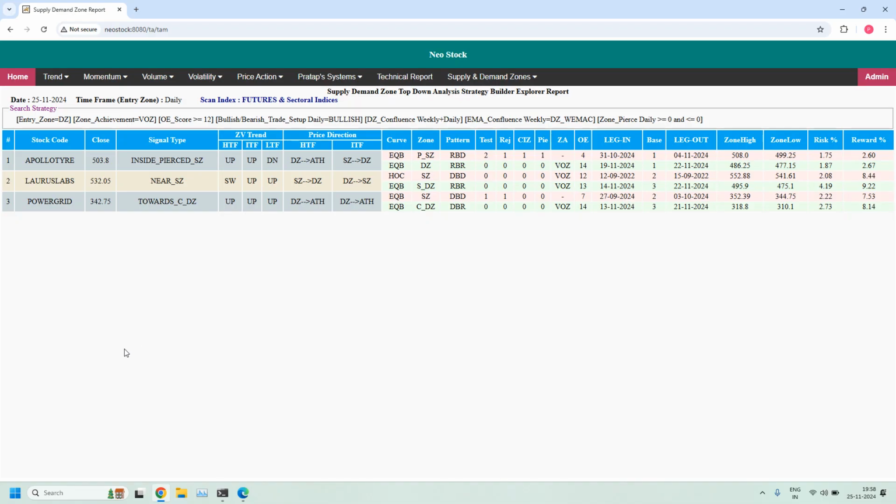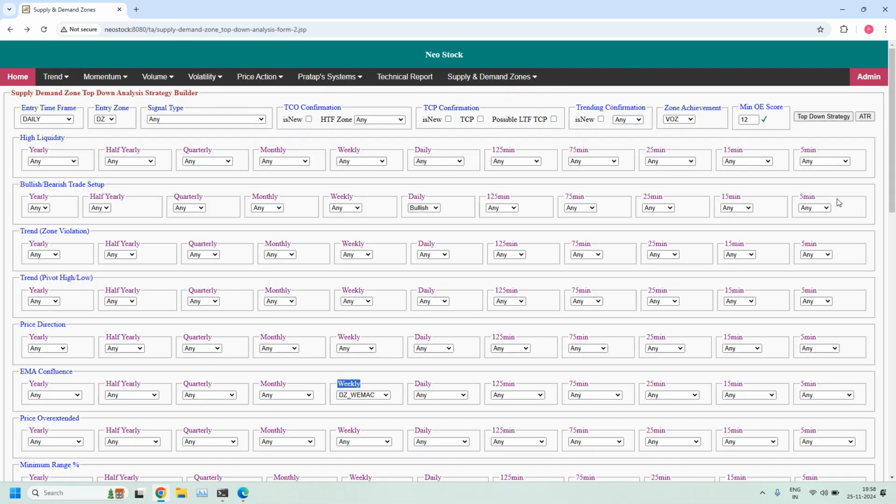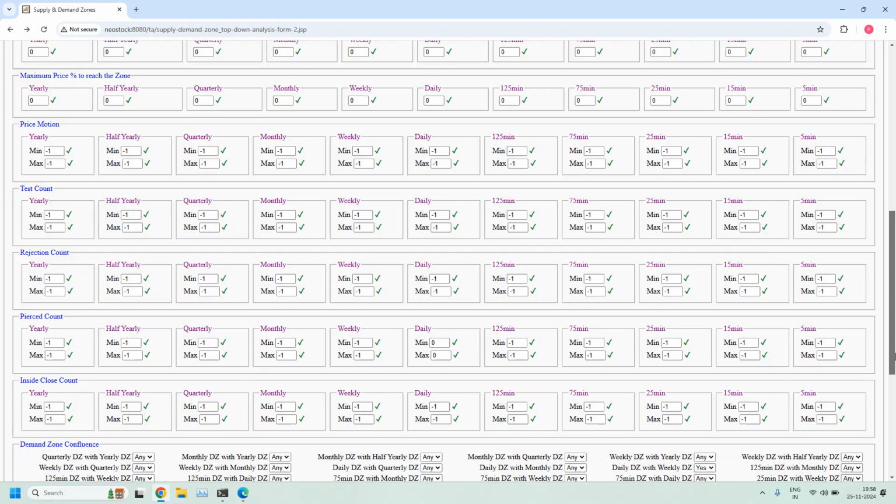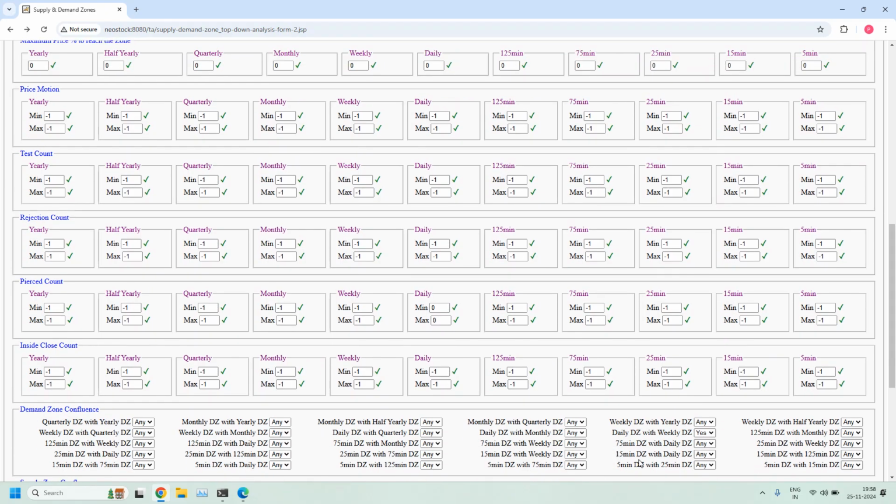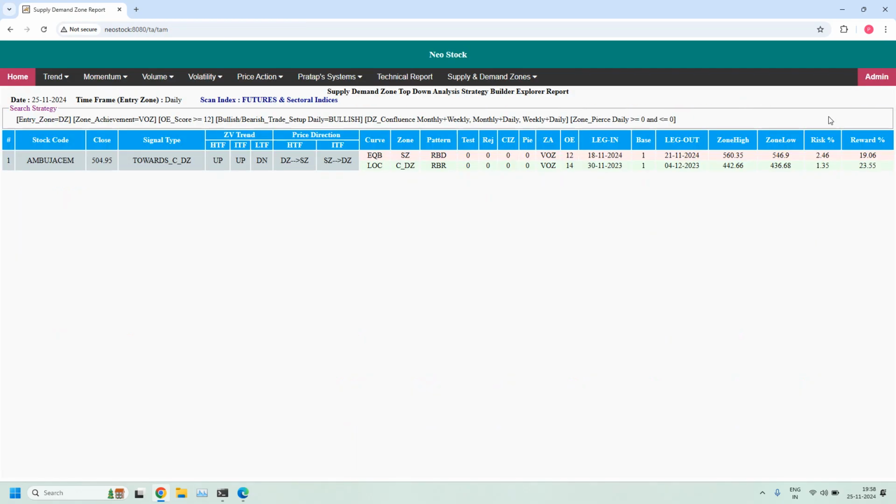Okay, next let us look for LTF, ITF, HTF demand zone confluence, removing EMA filter. In the demand zone confluence, daily demand zone with weekly demand zone already enabled, daily demand zone with monthly demand zone confluence, weekly demand zone with the monthly demand zone confluence. With all the 3 filters, we got only 1 stock.